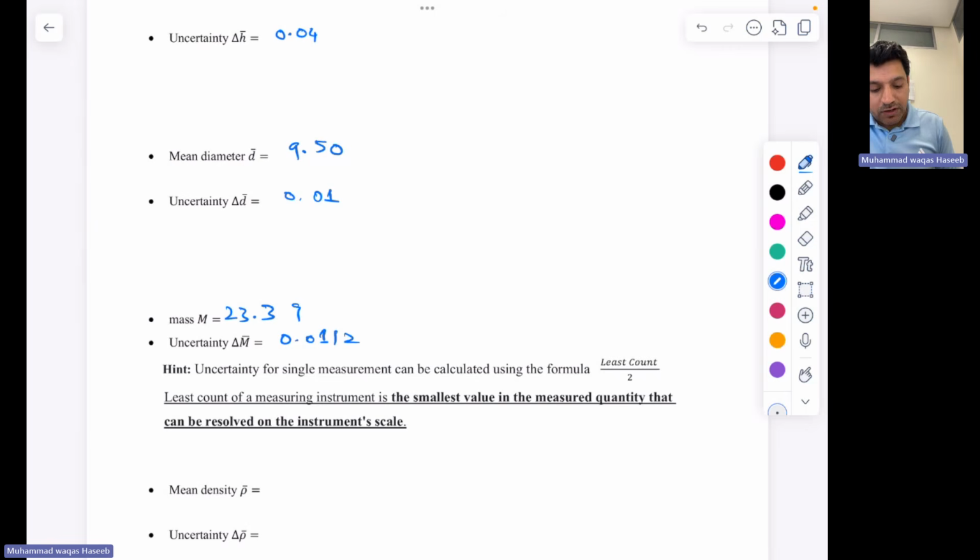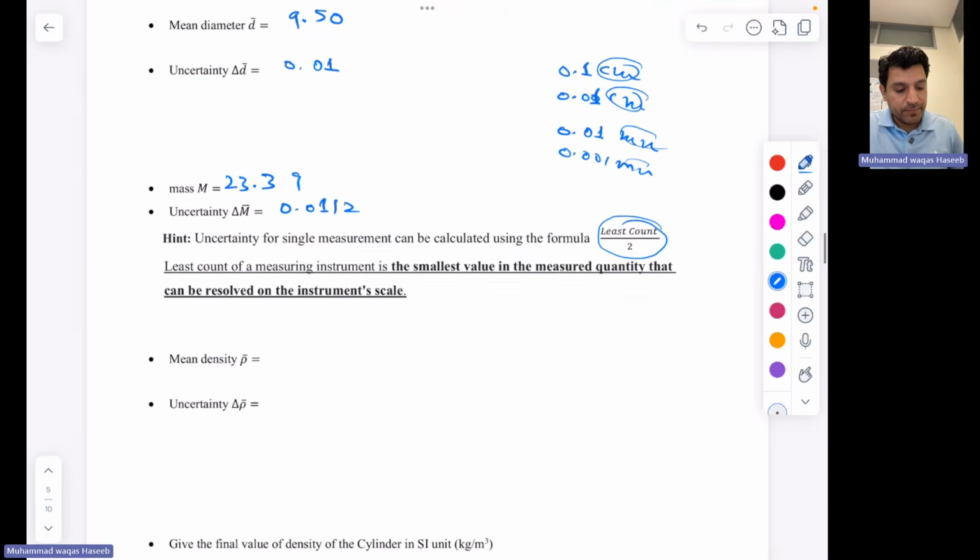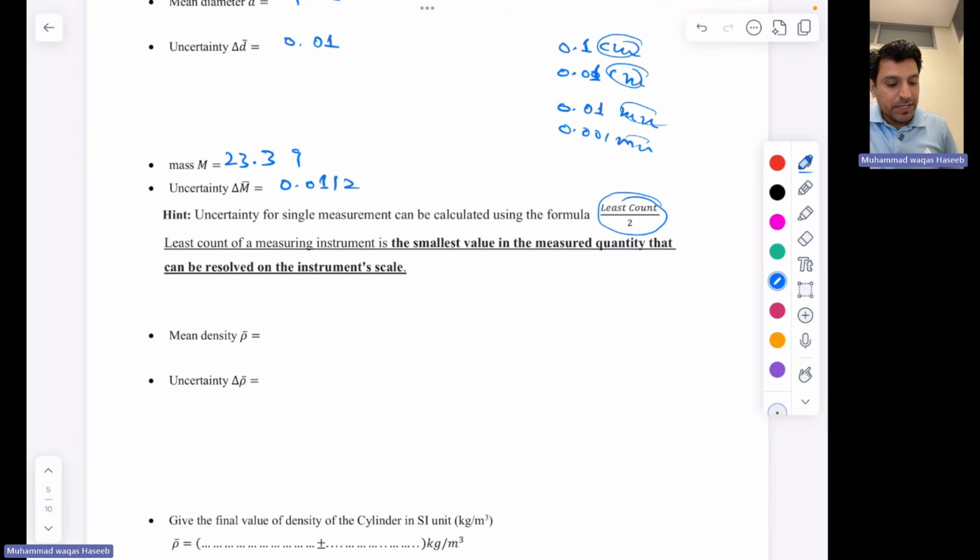We can find this because the vernier caliper has a least count of 0.1 centimeter, while the screw gauge has a least count of 0.01 millimeter. This one is in centimeter and this one is in millimeter, and you take the least count divided by 2, and you get the uncertainty. So now what is the mean density?